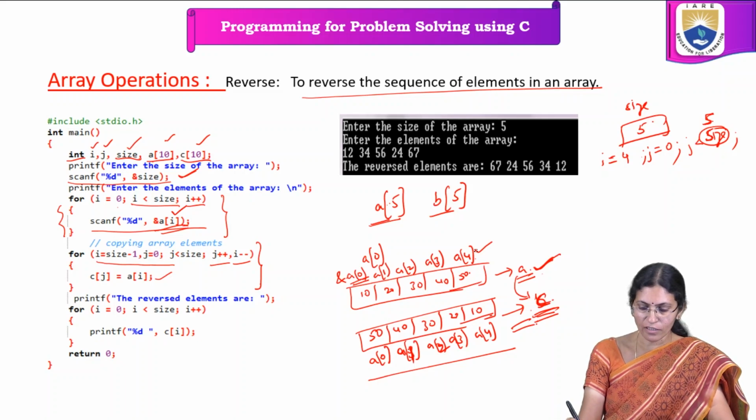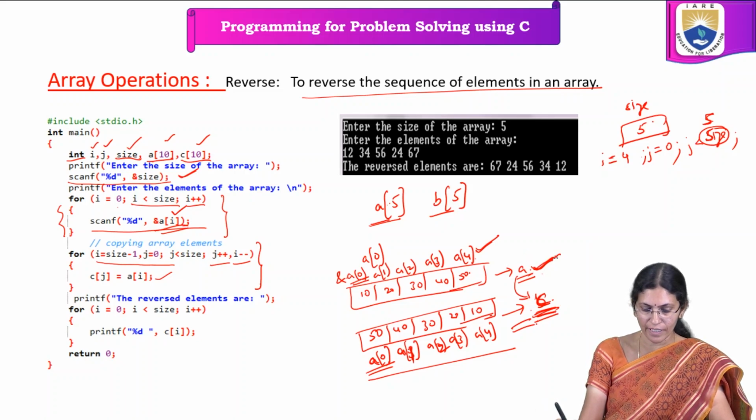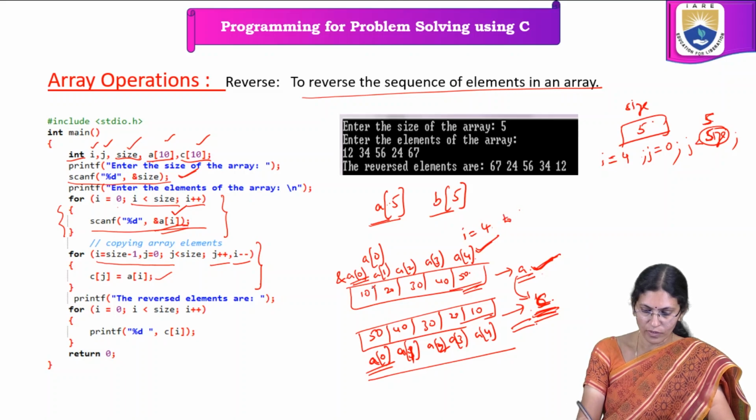So first, the last element of this array A has to be copied into the first element of this array C. In order to loop through this array, we have taken the index I. I will vary from 4 to 0. For that we have written the updation expression I minus minus.